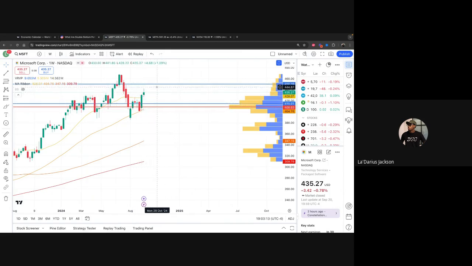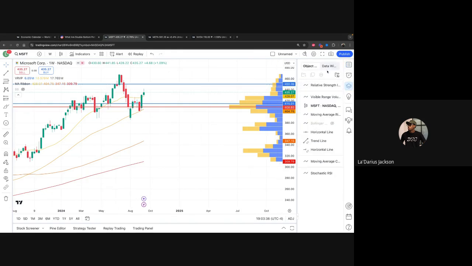I don't think that anyone would ever be 100% sure when they're looking at stocks, but the indicators are all in conjunction. They're all telling me that this is going to move up. So when you look at the VRVP, we talked about the VRVP, and this tells you where the buys and sells are.